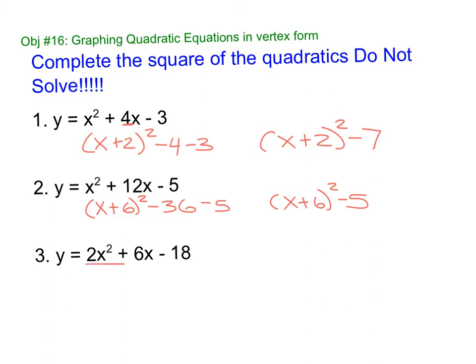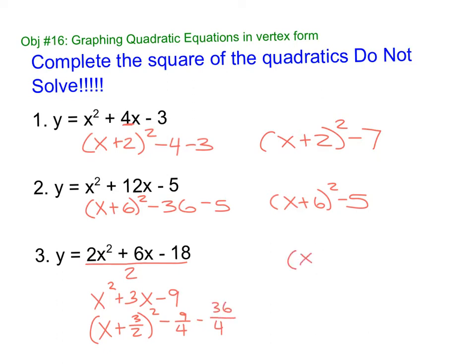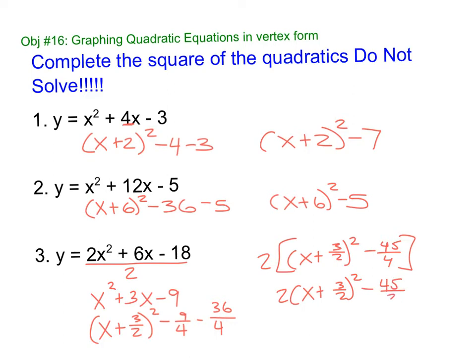This is the hard one. We have to divide everything by 2. x squared plus 3x minus 9. Half of 3 is 3 over 2. Then we have to do minus 9 over 4. And then I'm going to combine that with the 9. That over 4, that's going to be 36. So we get x plus 3 over 2 squared minus 45 over 4. And then we have to put that 2 back in the problem. Minus 45 over 2. That's it.